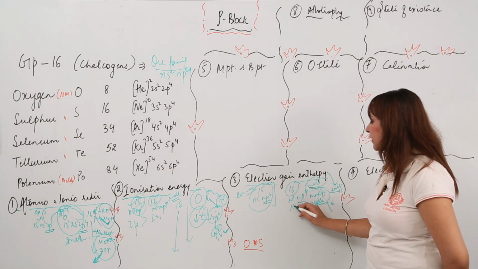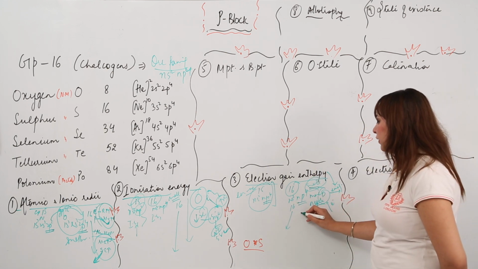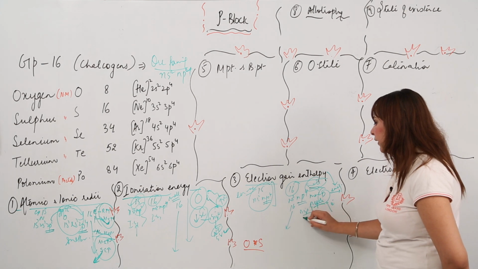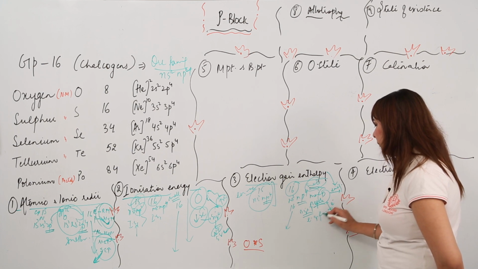Now if we move down the 16th group, what we see is that as the size is increasing, the electron gain enthalpy is becoming less negative. It is becoming less negative.